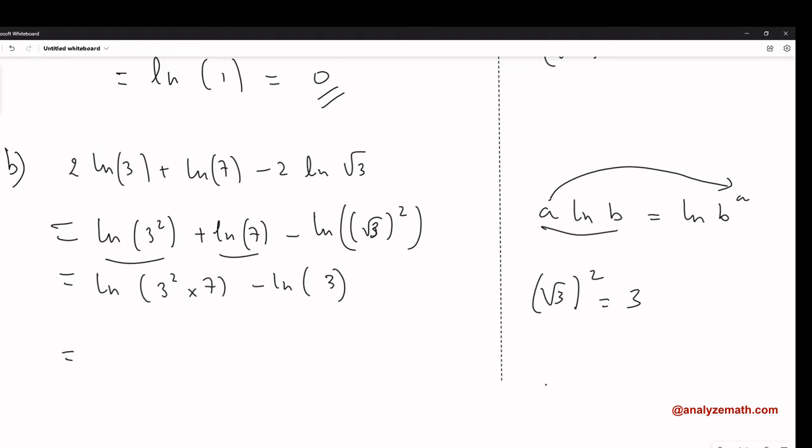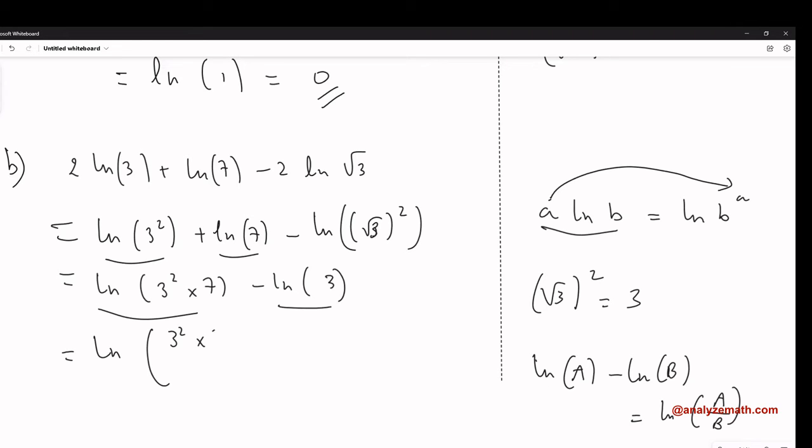Now we have the difference of two logs. Ln of capital A minus ln of capital B is equal to ln of A divided by B. So that's going to give me ln of 3 to the power 2 multiplied by 7 divided by 3, simplify, and the answer is ln of 3 times 7, 21. This is the final answer. This is the expression in part B simplified.